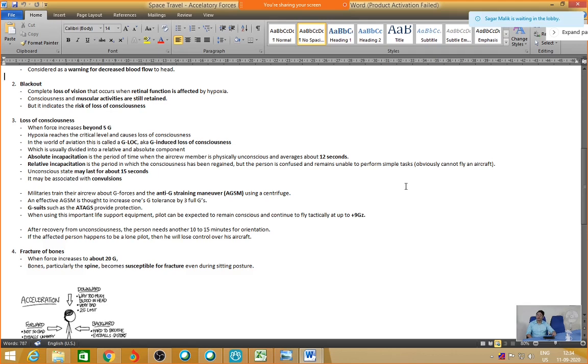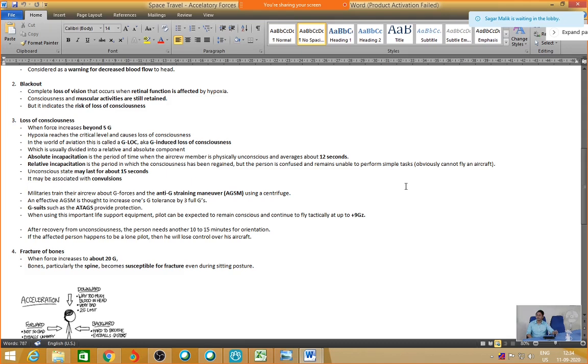Unconsciousness occurs when the G force is more than 5G. That means what we can understand from this is that up to 5G, generally there will be the phenomena of gray out followed by blackout, but up to 5G generally the body can tolerate. It will not lose consciousness until the 5G limit is exceeded. Beyond this limit, the hypoxia reaches a critical level and causes loss of consciousness.